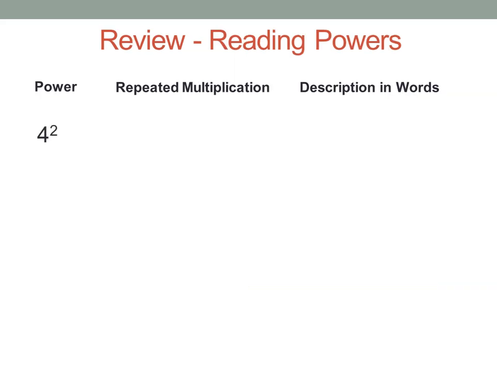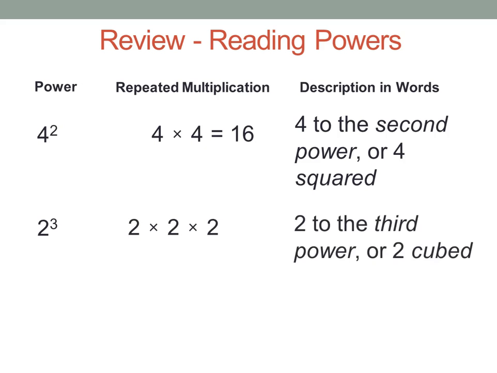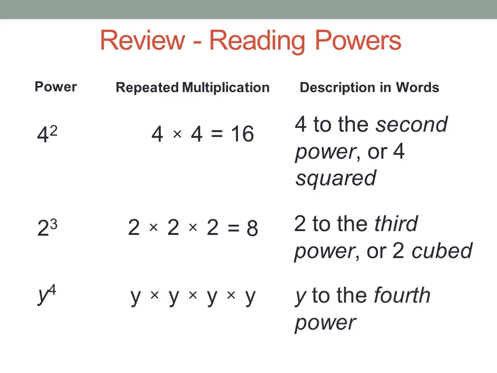So just again for review, 4 to the second power would look like this, 4 times 4. And we'd say that as 4 to the second power, or 4 squared. That equals 16. And you can have 2 to the third power, which would be 2 times 2 times 2. We read that as 2 to the third power. When it's a third power, you can say cubed as well. That equals 8. And here's one with a variable. Y to the fourth power would be y times y times y times y. And we read that as y to the fourth power.